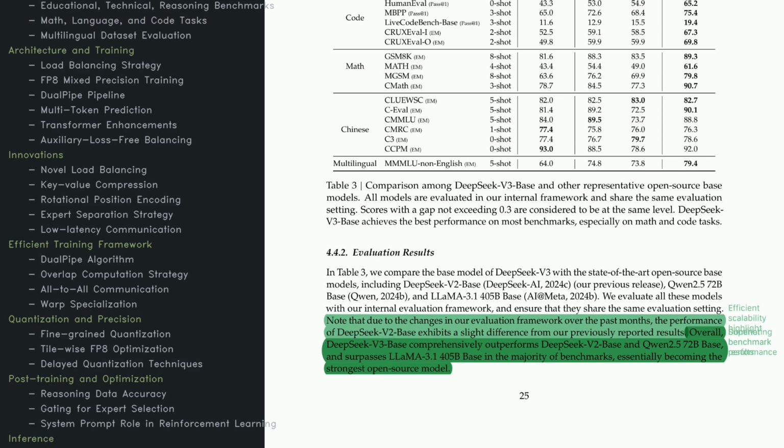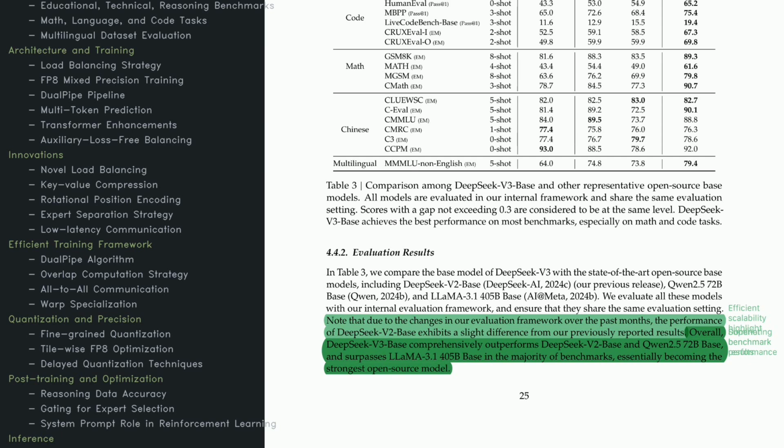Here, the paper zooms in on how DeepSeek V3's base model compares to DeepSeek V2, Qwen 2.5, and LLaMA 3.1. Across math, language, and coding benchmarks, DeepSeek V3 comes out on top.